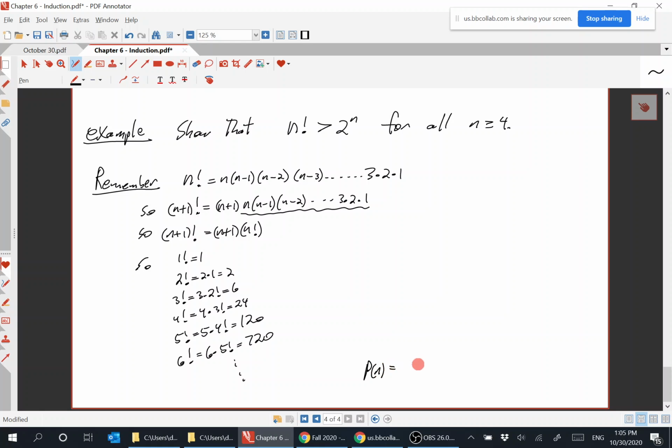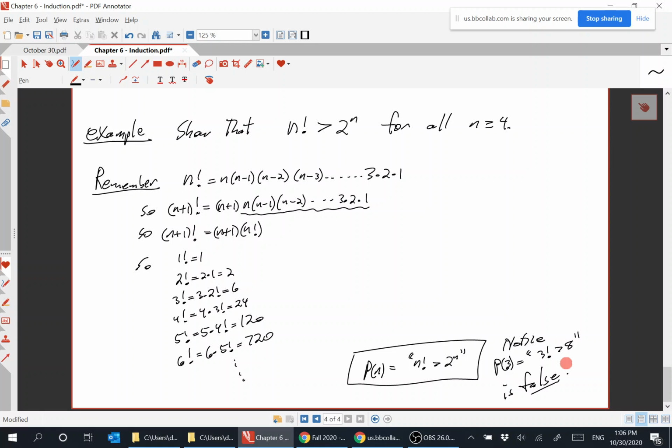So in this problem, the predicate Pn is the inequality n factorial is bigger than 2 to the n. Notice we're doing n bigger than or equal to 4, because P3, 3 factorial is bigger than 8, is what? Incorrect. It's false. So these predicates that you're using in your induction proofs are not always true. This one only starts being true at 4. 3 factorial is 6. 6 is not bigger than 8. All right, so the base case here is when n is equal to 4.